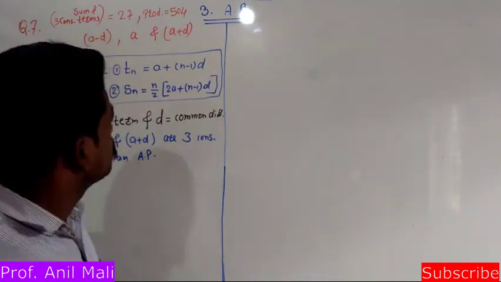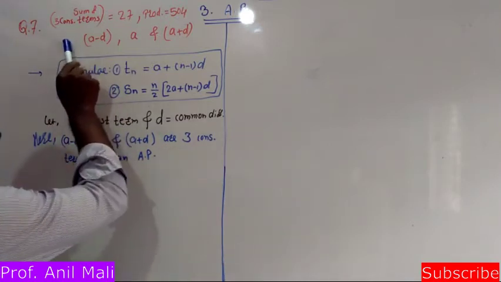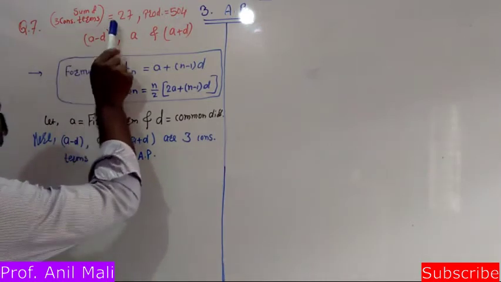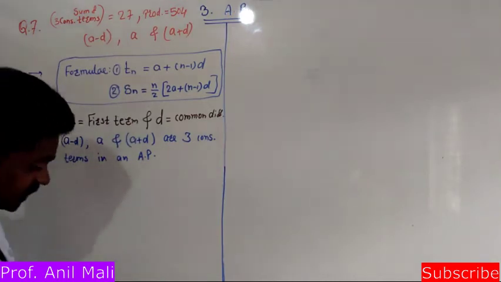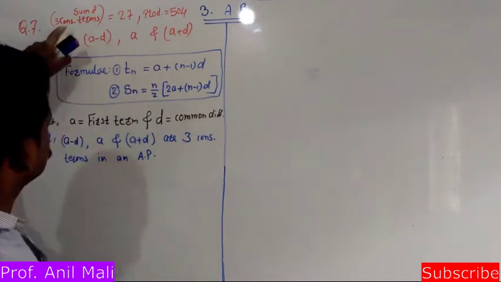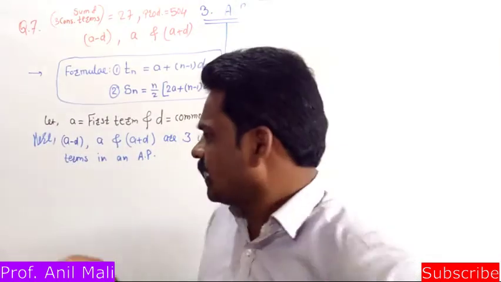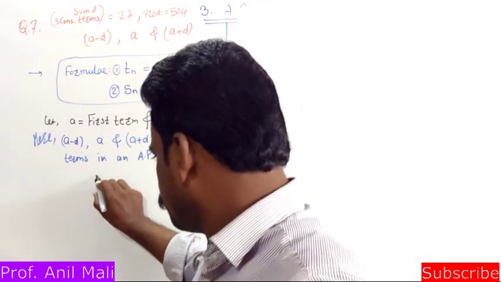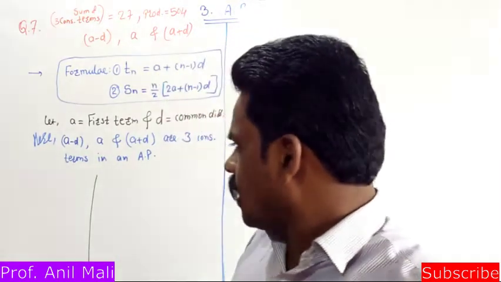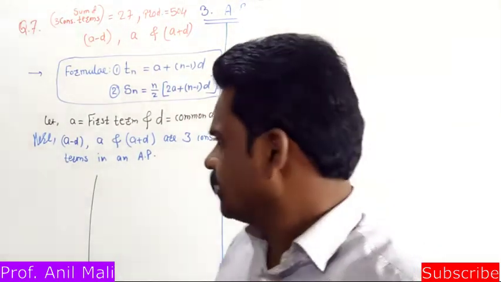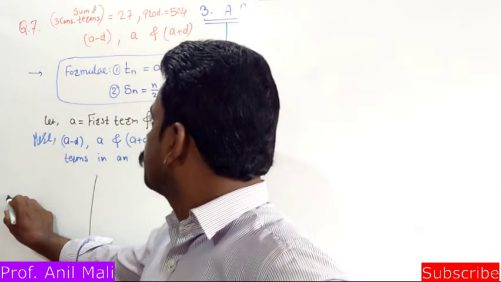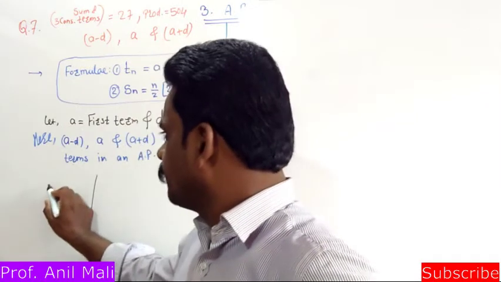Fine. Now here, according to the first condition, the sum of three consecutive terms is 27. How can we write it here? Sum of three consecutive terms. That means, first term is what, according to the given conditions?